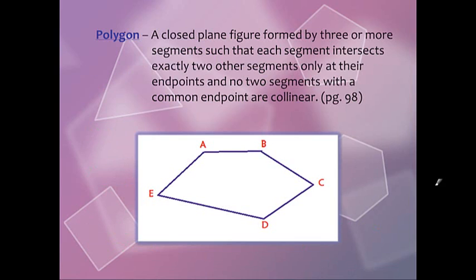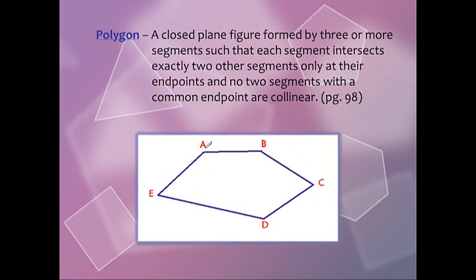You may recall in Chapter 2 we learned the definition of a polygon. So let's review that. It's a closed plane figure formed by three or more segments such that each segment intersects exactly two other segments only at their endpoints, and no two segments with common endpoint are collinear. Okay, so here is a diagram of a polygon. It is a closed figure. It has more than three segments, and those segments intersect only at their endpoints.